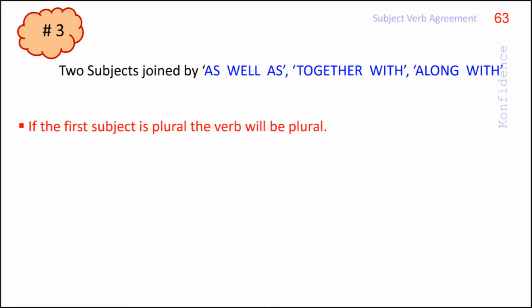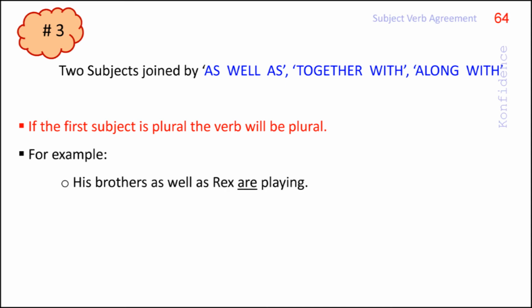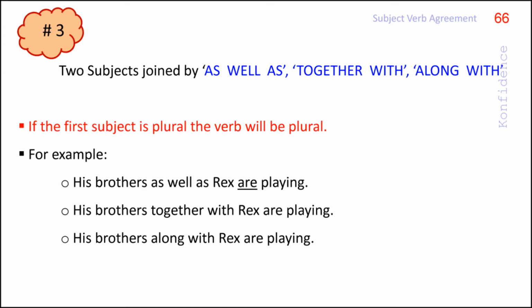In these two types of sentences, the second subject is ignored. We must also note that if the first subject is plural, the verb will be plural. If we change the subjects in the given example, we will have to say: his brothers as well as Rex are playing. His brothers together with Rex are playing. His brothers along with Rex are playing. So the bottom line is, when two subjects are joined with these connectors in a sentence, the verb must relate only with the first subject.